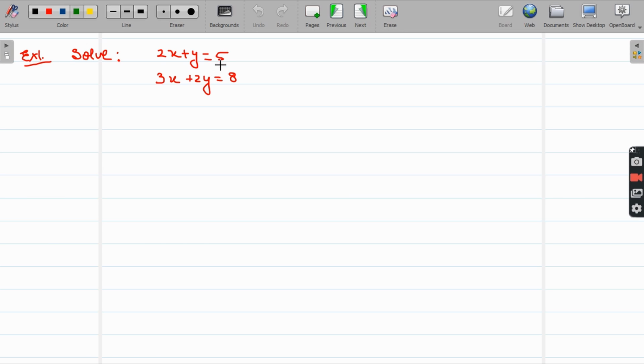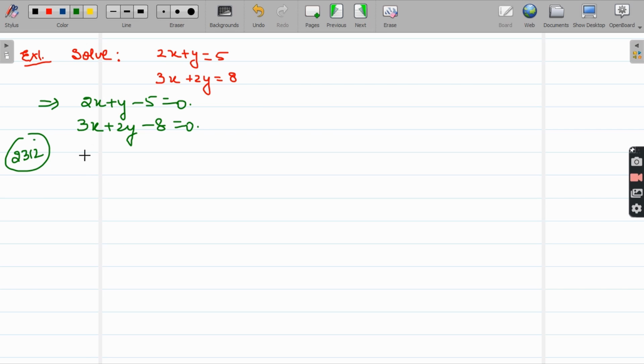As I explained, we have to first move the constants to the left hand side. So this implies we have 2x plus y minus 5 equal to 0, 3x plus 2y minus 8 equal to 0. Now, my method 2, 3, 1, 2, if I write it here on one side just for reference, the coefficients at the second place 1, 2, then coefficients at the third place minus 5, minus 8, then 2, 3 and 1, 2. So I should have x upon top to bottom minus bottom to top.